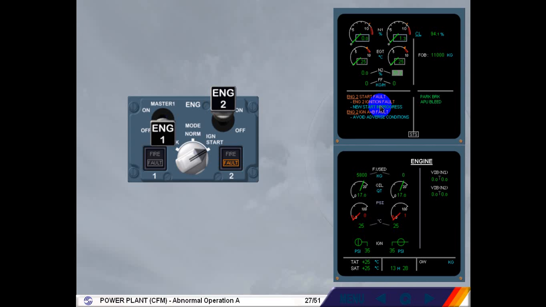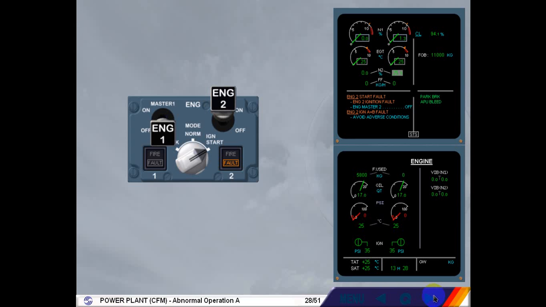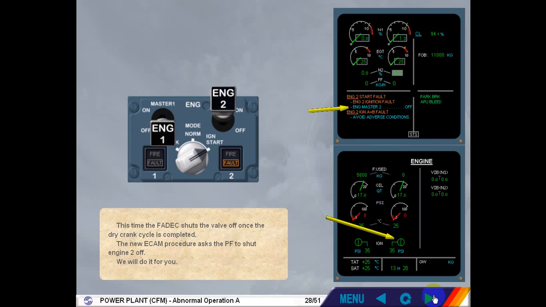The new start has also aborted. A new message is displayed on the engine warning display. This time, the FADEC shuts the valve off once the dry crank cycle is completed. The new ECAM procedure asks the pilot flying to shut engine 2 off. We will do it for you.